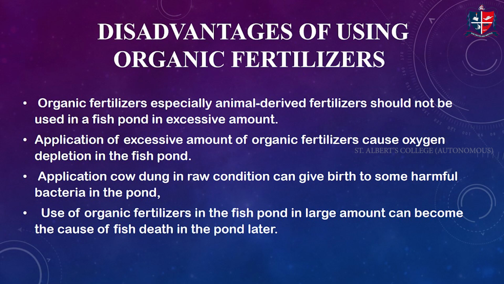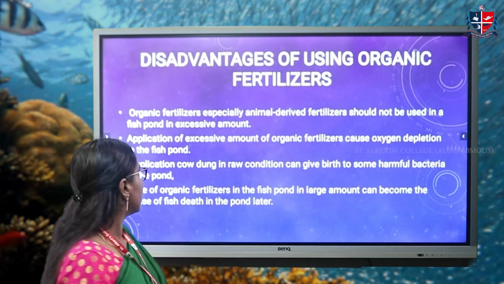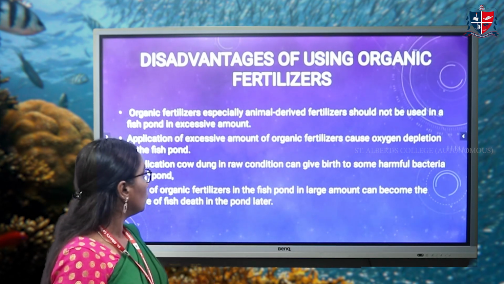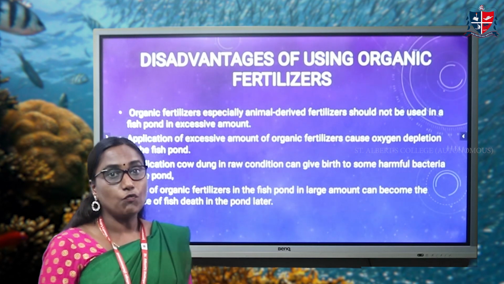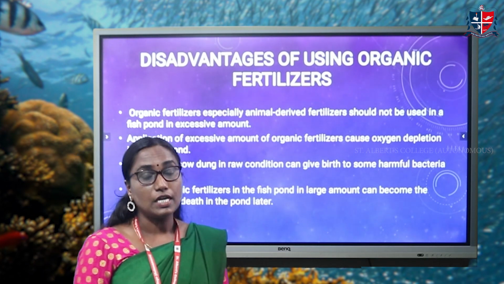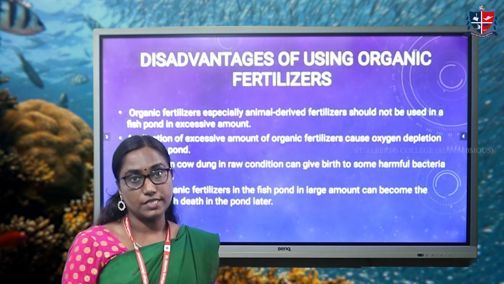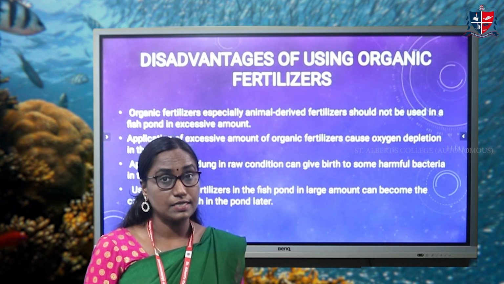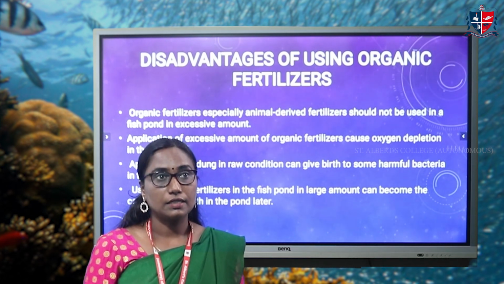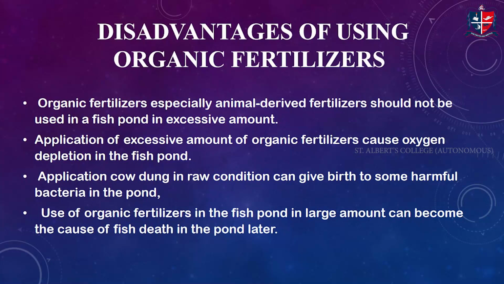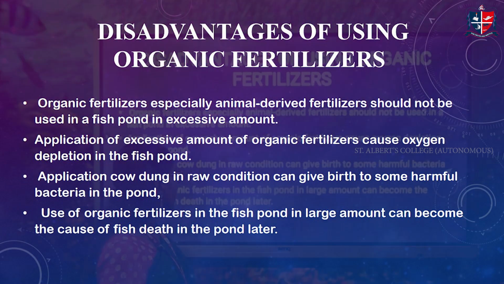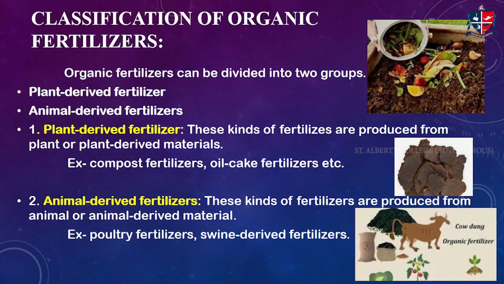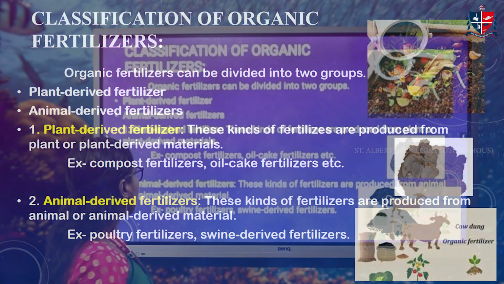But there are some disadvantages also in using organic fertilizers. Organic fertilizer, especially animal derived fertilizers, should not be used in a pond in excessive amount. When used in excessive amount, it will create a depletion in the oxygen of water. And also, an animal derived fertilizer such as cow dung will increase the bacterial load in the water. Use of organic fertilizer in the fish pond in large amount can become the cause of fish death also. There are some classification of organic fertilizers.